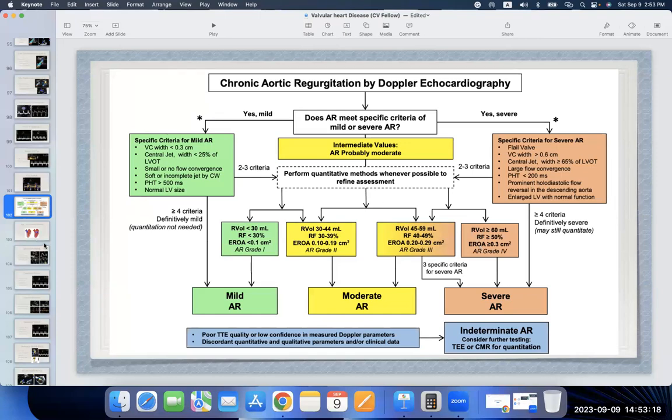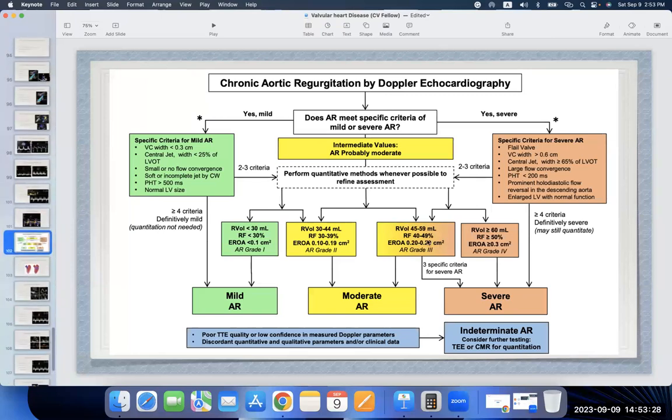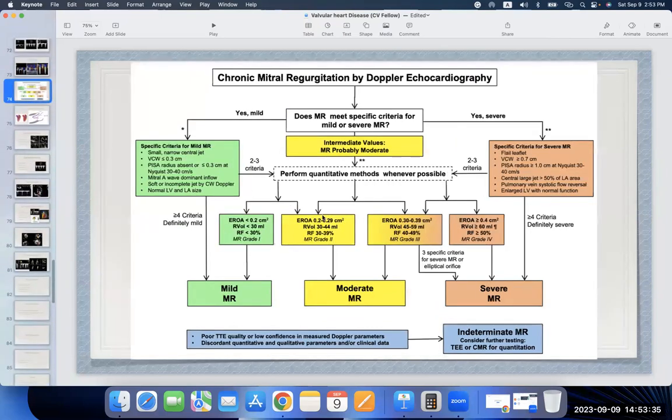Do you know why? Because I'm going to finish with this question. Do you know why we say 0.3 for the aortic regurg to say it's significant, and 0.4 for the mitral regurg?